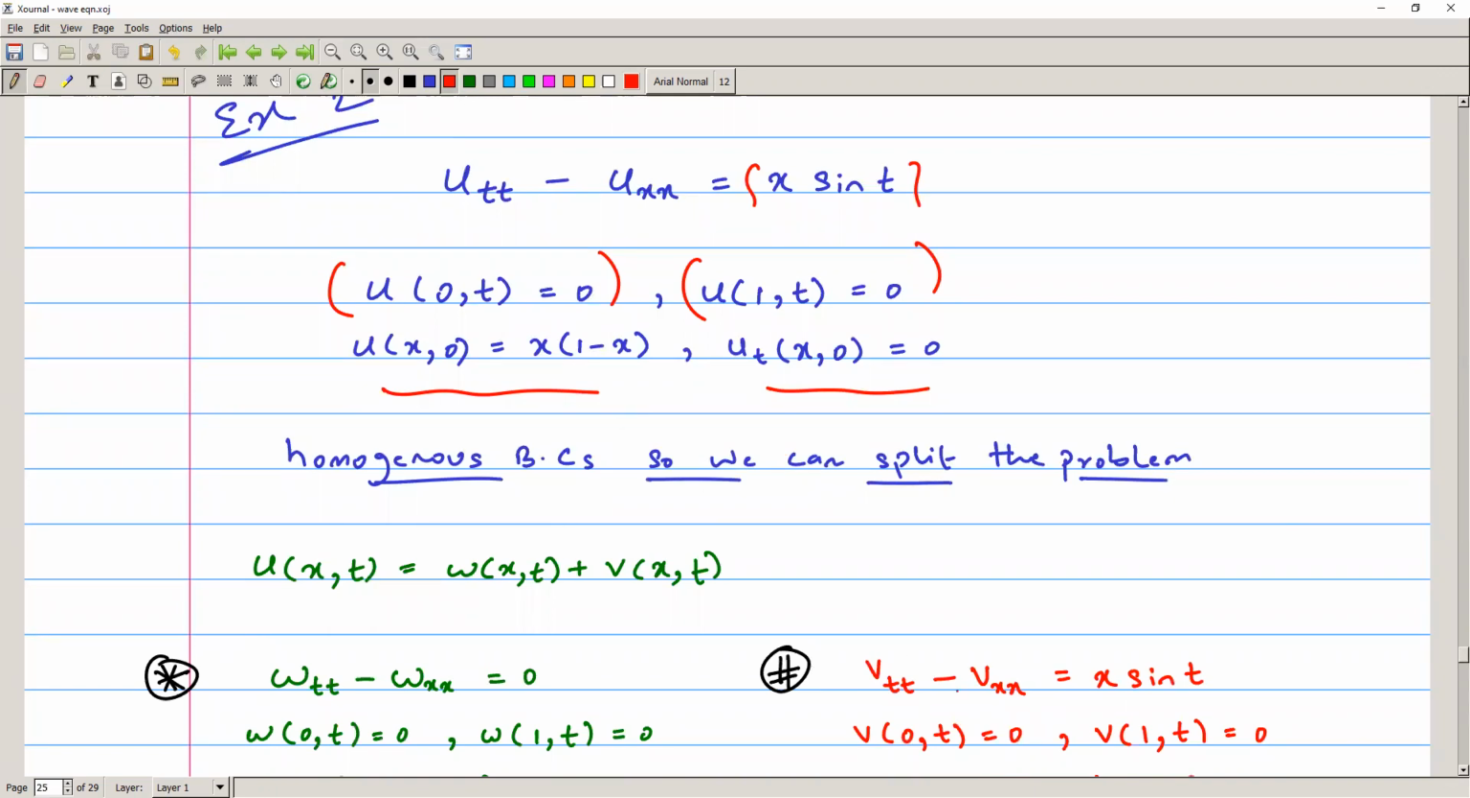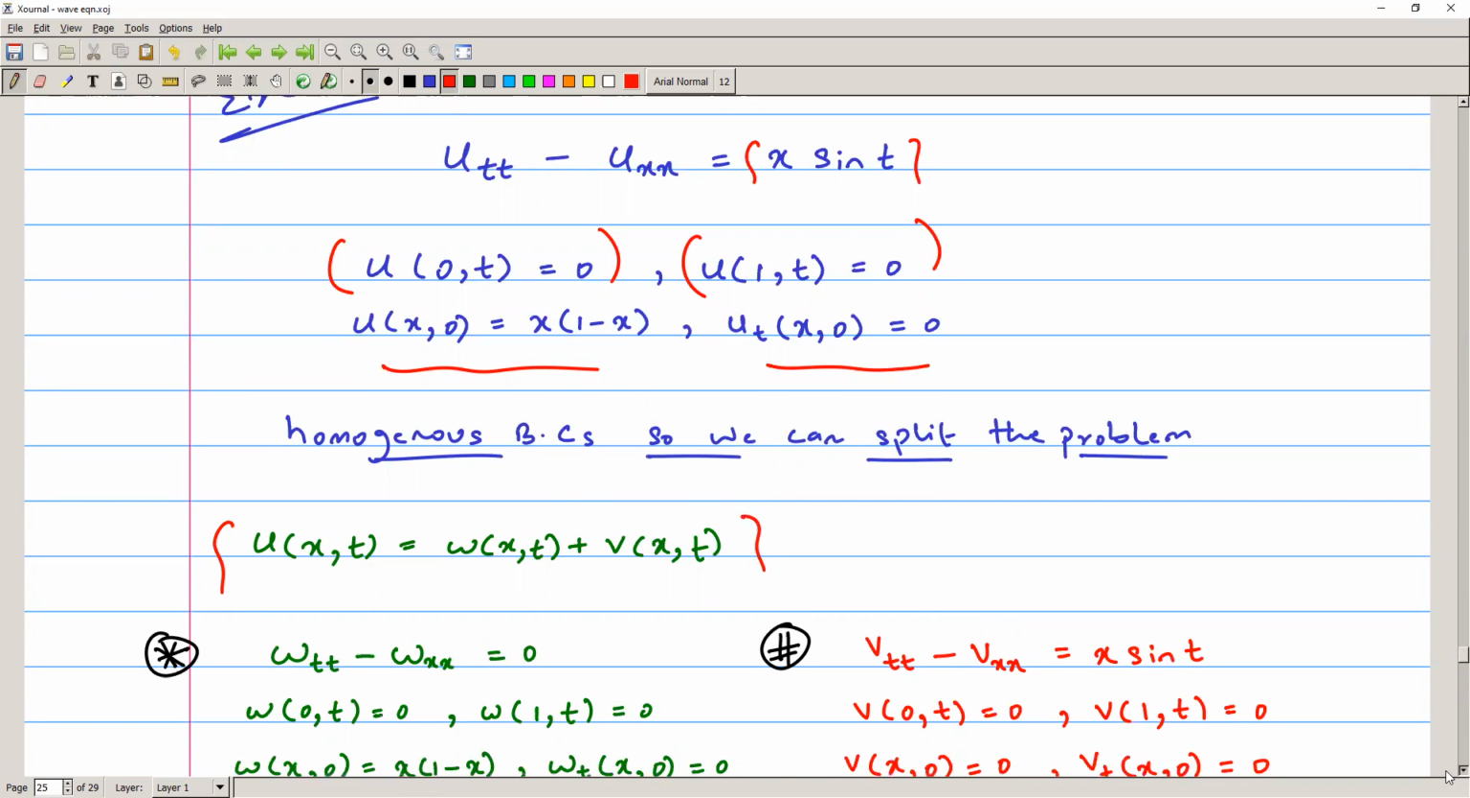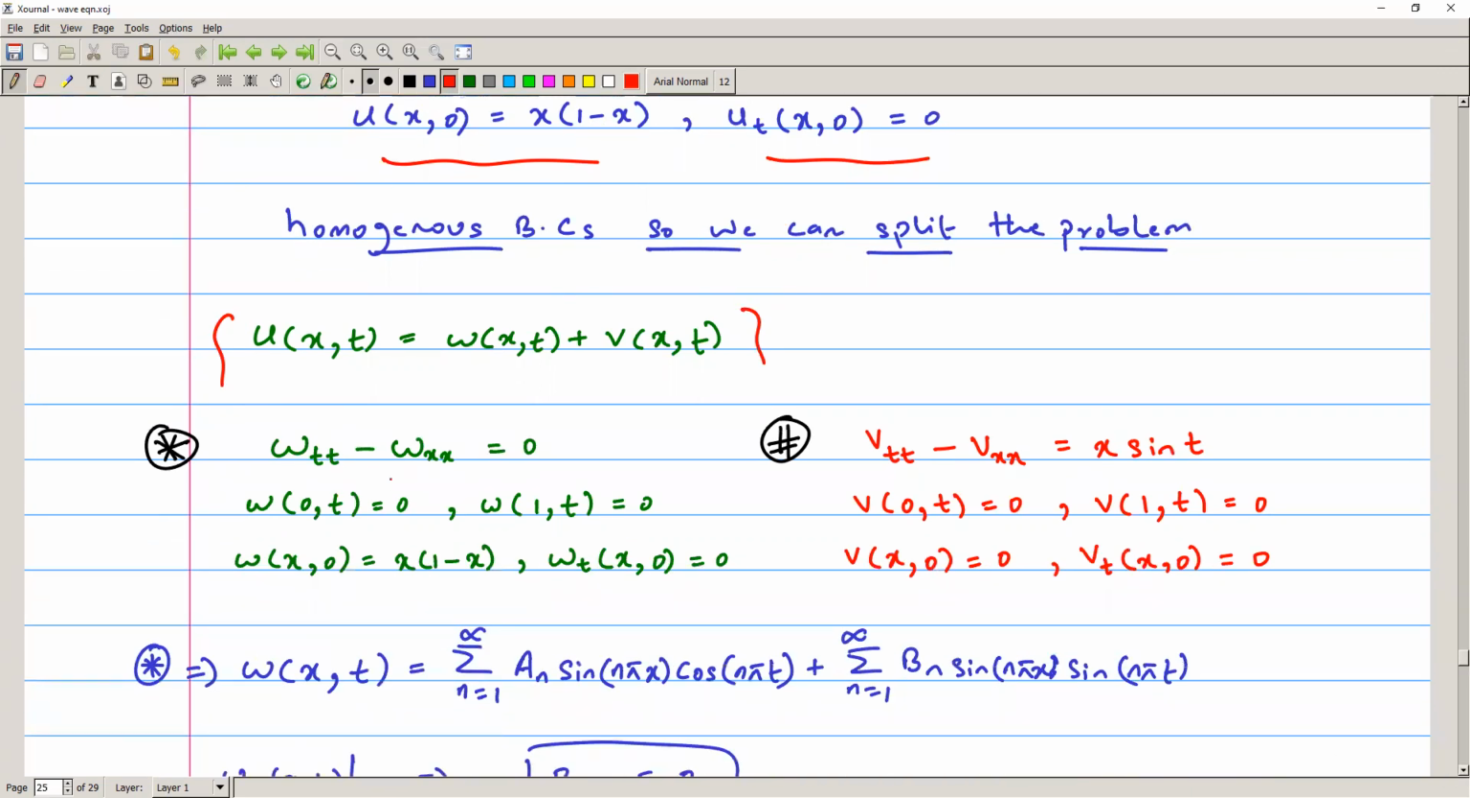So again, we can split the problem. Here u(x,t) is equal to w(x,t) plus v(x,t), and then for the problem, we can see that one problem will take the initial conditions and the other problem will take the heat source, right, with the homogeneous conditions.